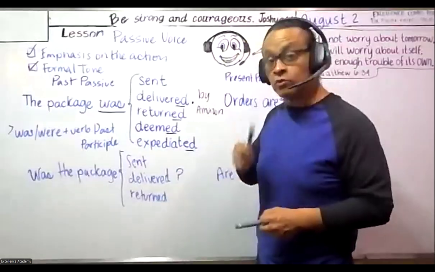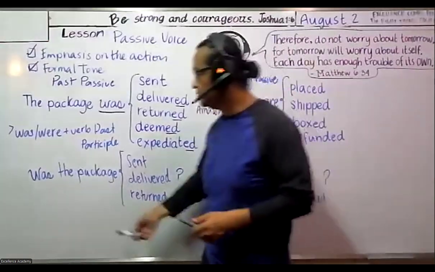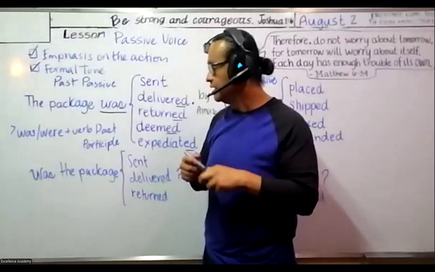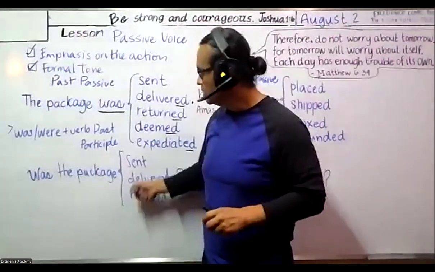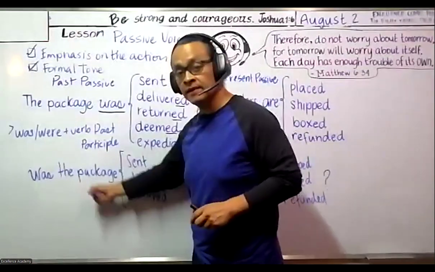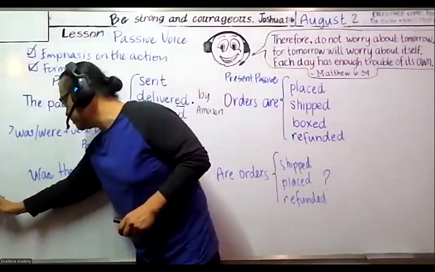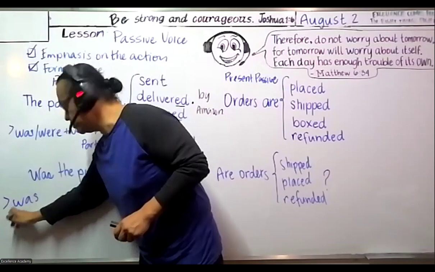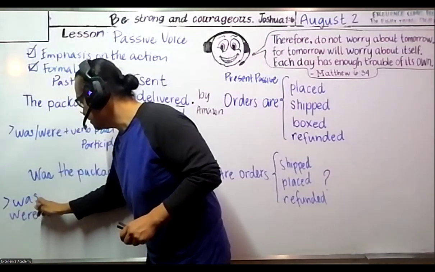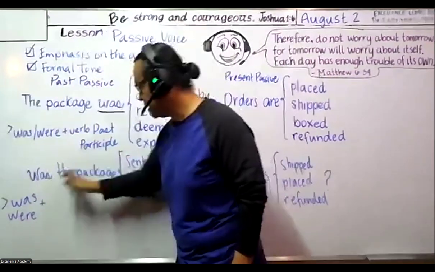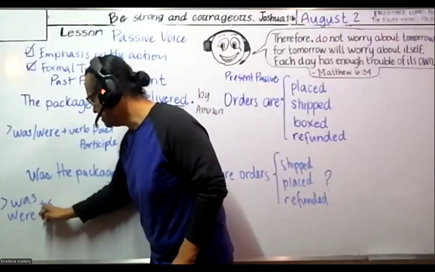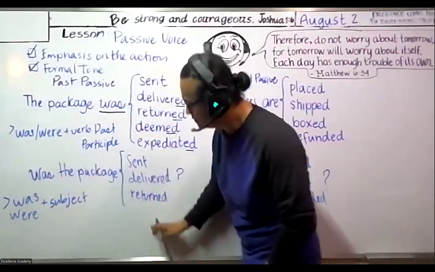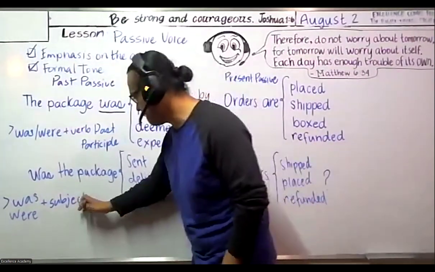You can also form questions. Let's learn how to make questions. To make the question, you're going to use the inversion rule. You're going to switch the verb and the subject in the sentence. So for the question form, you're going to start with the verb be, either was or were, plus the subject, the package, and the past participle.